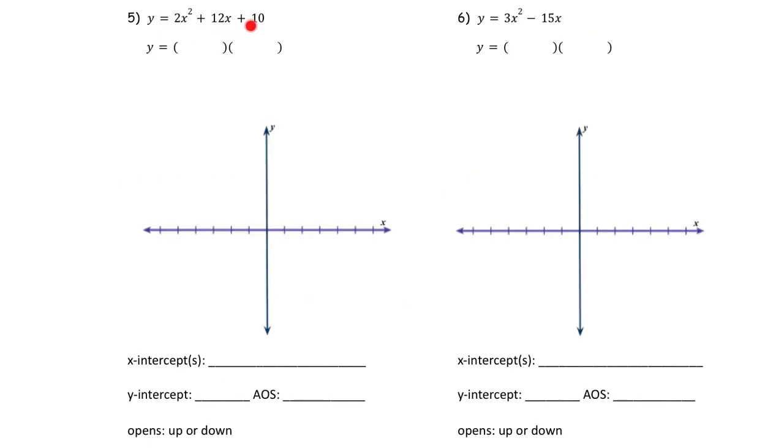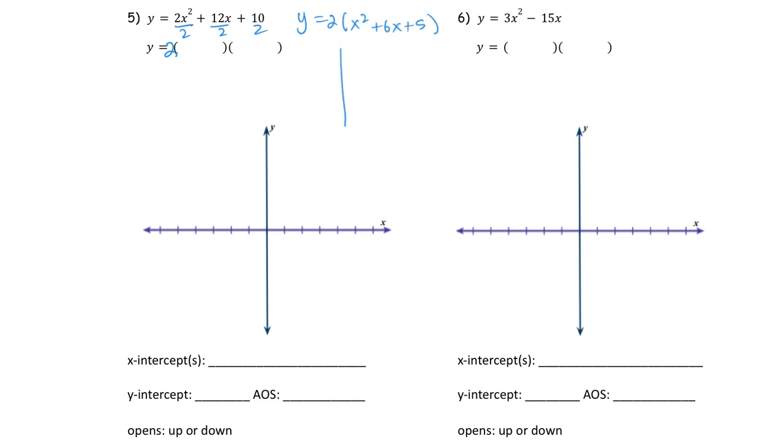For these last 2 examples, I don't have them already written as multiplication. I don't already have them written in factored form, so I have to go back to what I know about factoring. And on number 5, the first thing I'm going to do is divide out the greatest common factor. So I'm going to divide 2 out of each one of these, which means I'm going to have a coefficient of 2 out in front. And what's left over is going to be x squared plus 6x plus 5.